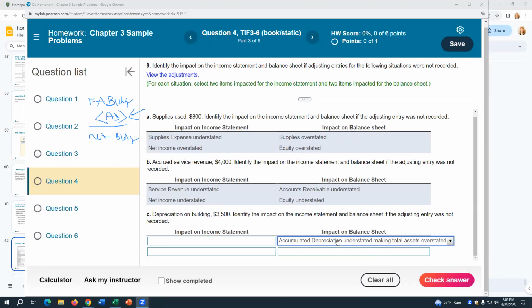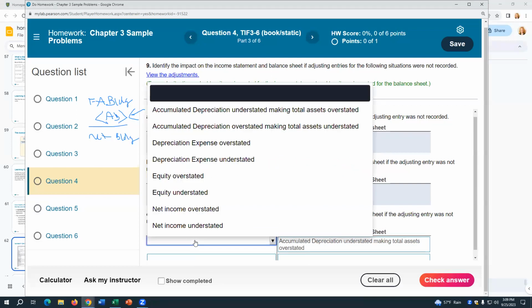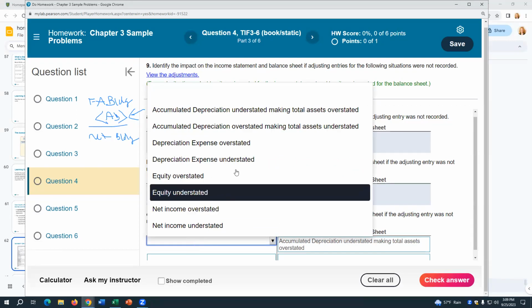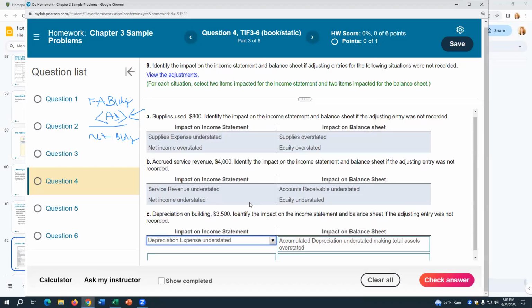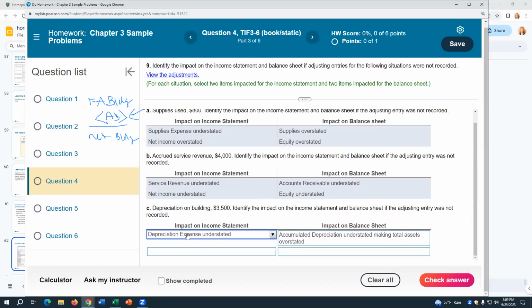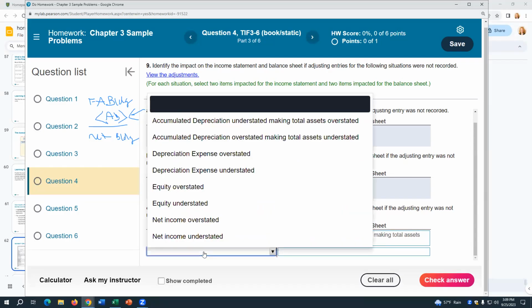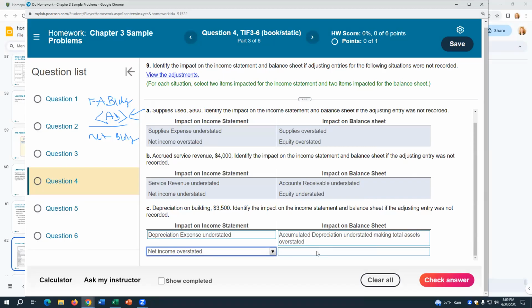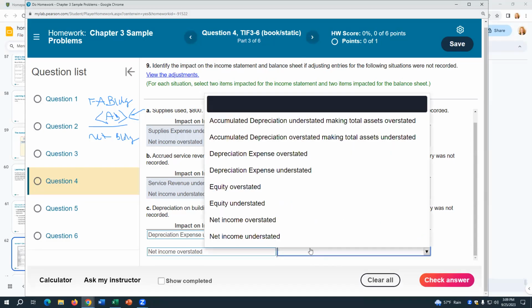So accumulated depreciation is a credit that gets credited, and then we would debit our depreciation expense. If we don't record that depreciation expense, then depreciation would be what? Understated, right? And if we have an expense that's not recorded, how does that affect net income? It's overstated, yep. And then equity is therefore also overstated, yep.